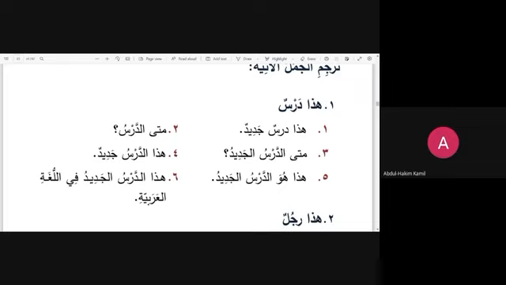Can ma'rifa be considered something specific? No, it's unspecific. Ma'rifa means that it's specific. Indefinite is something that's general. Meta dars means when is the class? Let's continue.